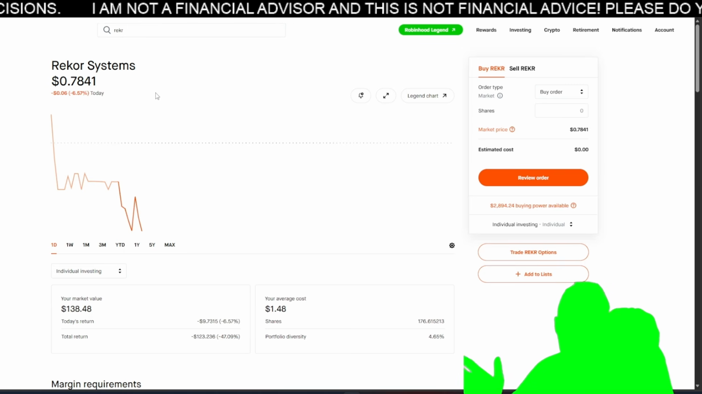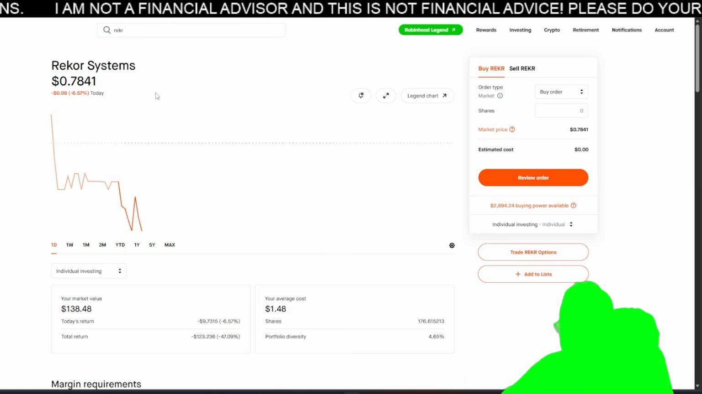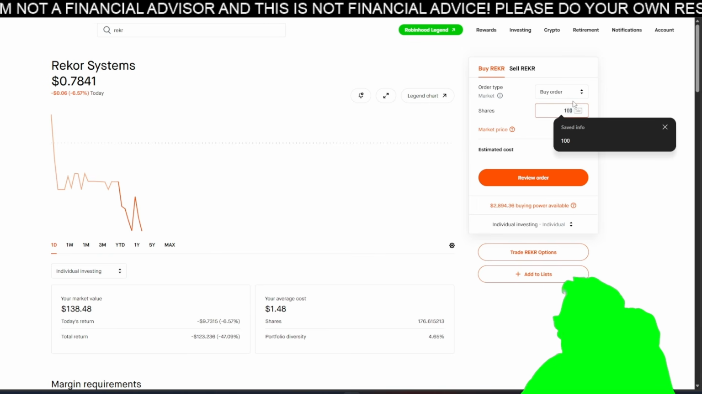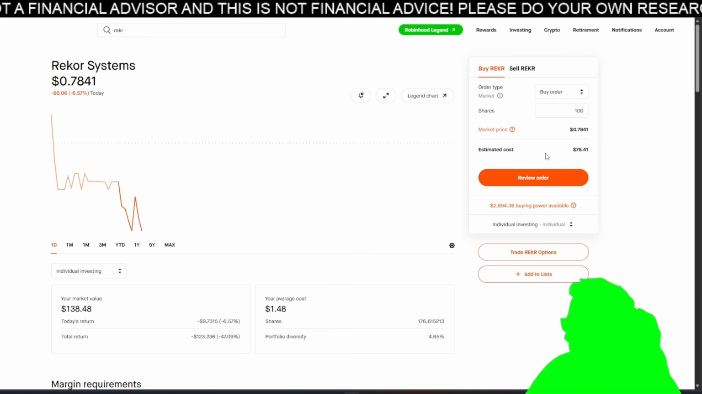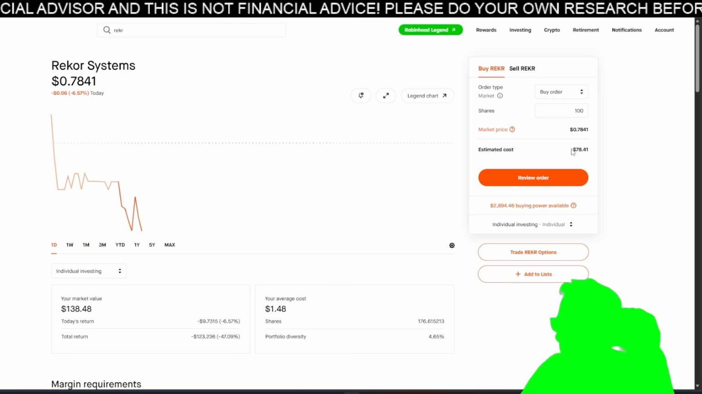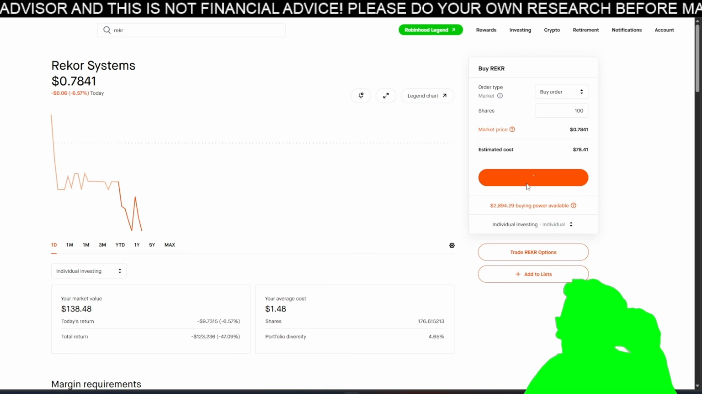We're going to buy up into Wrecker, and then we're going to sell a covered call against it to offset the cost basis a little bit here. So what we're going to do is buy 100 shares exactly here, and it's going to cost me $78, which is obviously nothing. And then what you're going to see here, we're going to hit review order.